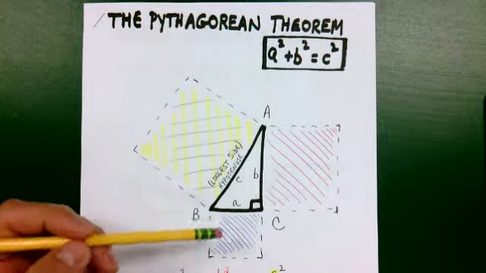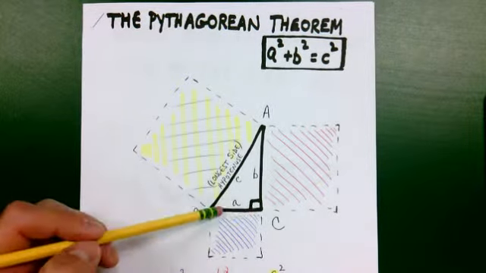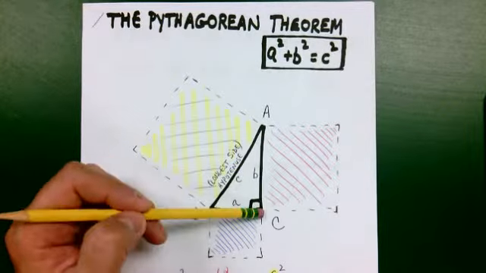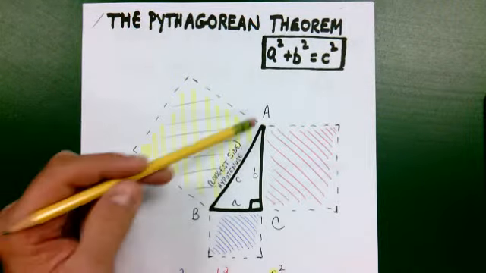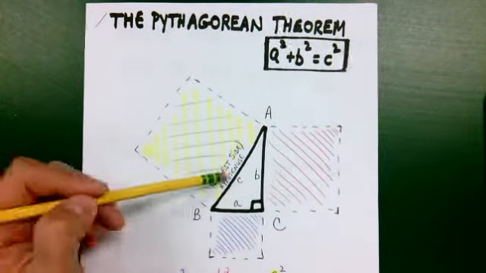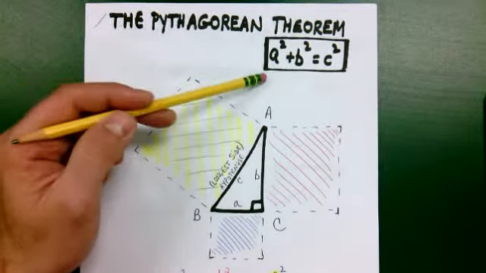So what they're saying is that if you were to square side A and square side B, and then add these two values together, it's going to equal whatever side C is squared. And that's where that equation comes from.